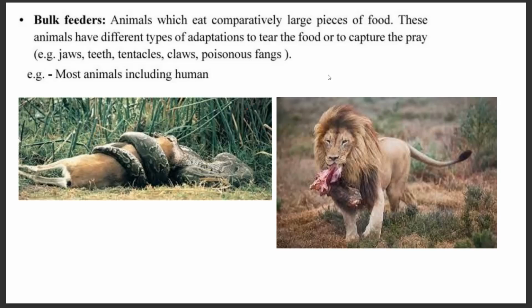Now, if we take a lion or a tiger, they are carnivores. For that, they have long eyesight, right? And they can run fast. They have sharp teeth and a very strong body. Those things. And also, if we take snakes, they have poisonous fangs, right? Then if we take cnidarians, they have tentacles. Like that, they have different adaptations to tear the food or to capture the prey. So there are 4 groups of feeders: fluid feeders, filter feeders, substrate feeders, and bulk feeders. Okay.